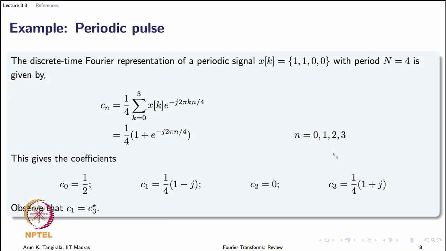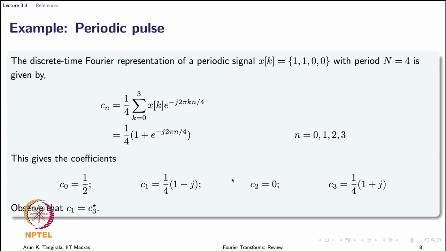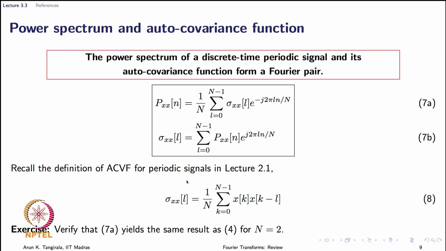Notice that C1 and C3 are complex conjugates of each other by virtue of the property that we discussed here. And this property does not apply to C0 and C2. Okay. So, that is something as a quick verification.